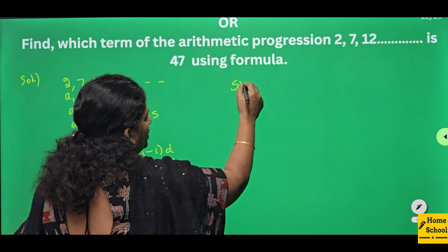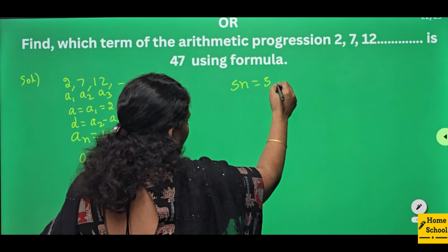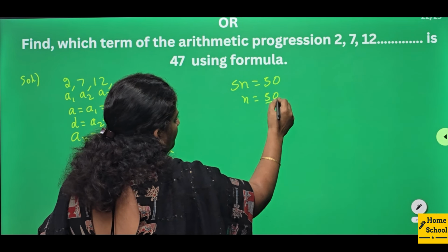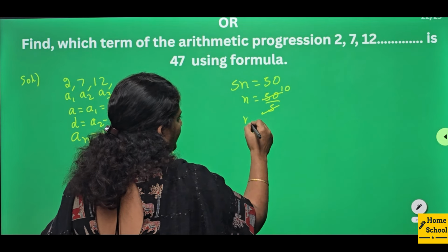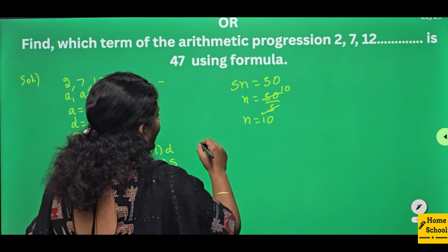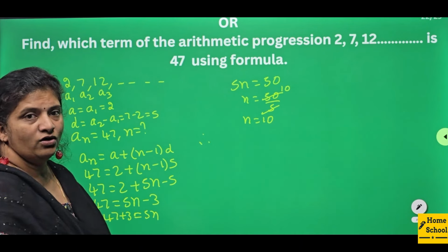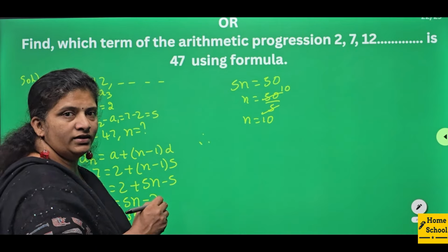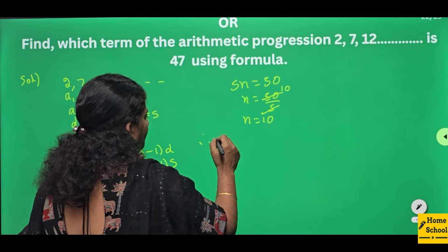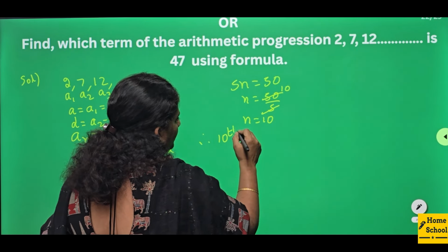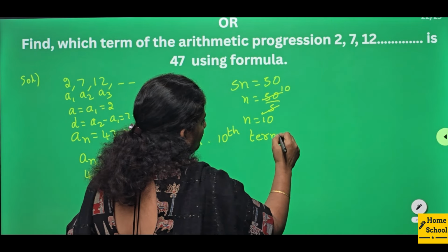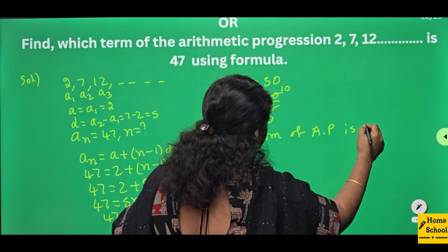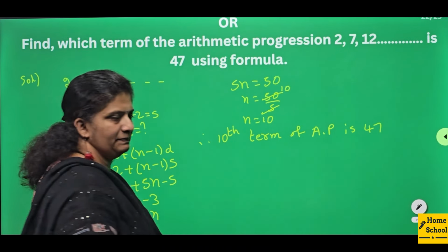5n is equal to 47 plus 3, 50. n is equal to 50 by 5. 5 tens are 50. Therefore, n is equal to 10. So, therefore, 47 is the 10th term of the given arithmetic progression. Therefore, the 10th term of the given AP, or arithmetic progression, is 47.